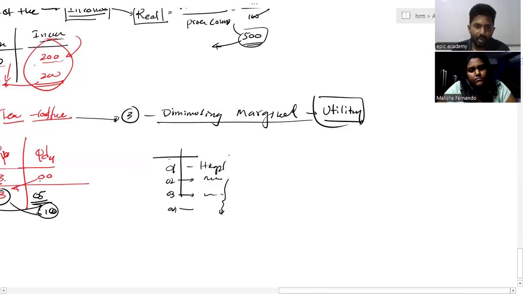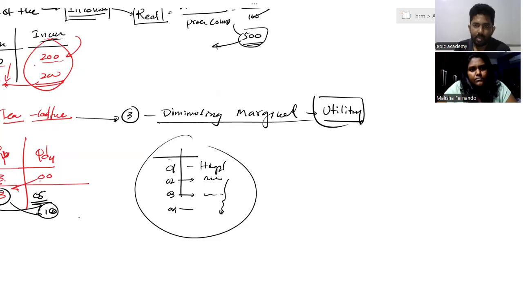So now you can identify that within a certain time period, if you are going to consume the same commodity again and again, I mean additional, marginal, if you are going to consume marginal commodities, your satisfaction can be reduced.